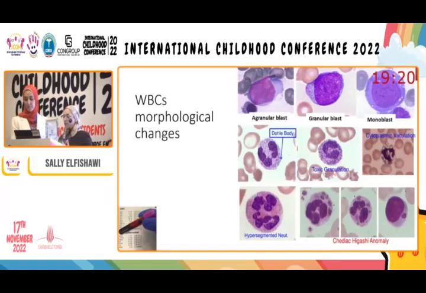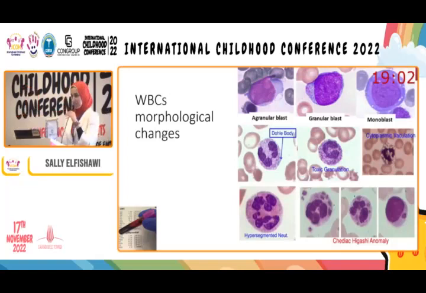Whenever you see toxic granulations, cytoplasmic vacuolations, hypersegmented neutrophils, or Chediak-Higashi anomalies, all these represent serious problems that need further investigations within the white blood cell morphological changes.